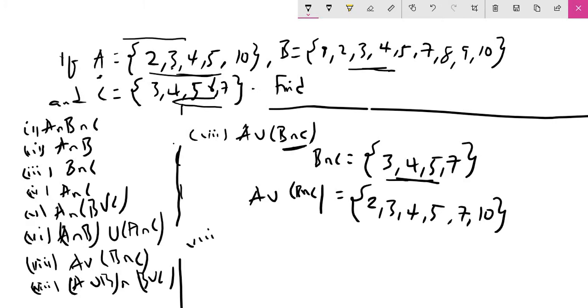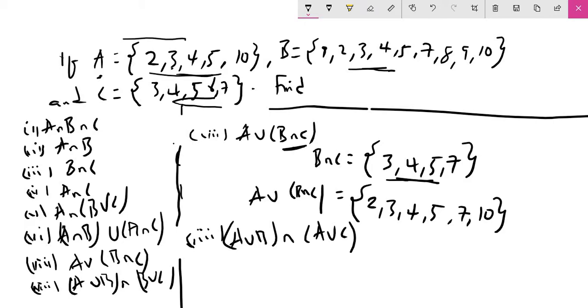And the next one says A union B intersection B union C. Is that it? Just give me a moment. Rather, it's A union C. Made a mistake. A union C. Okay.